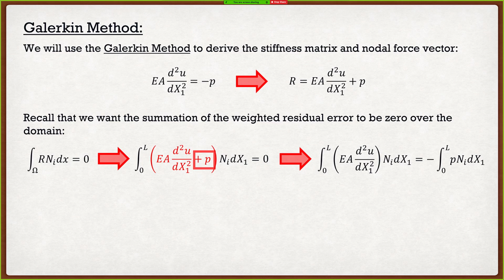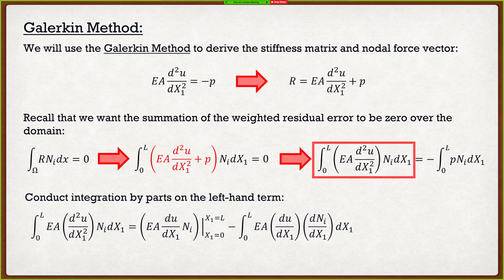Now we're going to do what everybody loves, integration by parts. I'm going to take that left side and do integration by parts. I'm feeling a little risky. Why not? Let's see what happens. If we do integration by parts, we get two terms. We get EA multiplied by du over dx multiplied by Ni, evaluated at x1 equal to L and x1 equal to 0. And then minus the integral over the length of the beam of EA multiplied by du over dx multiplied by dNi over dx. So you say, all right, that's not too bad.